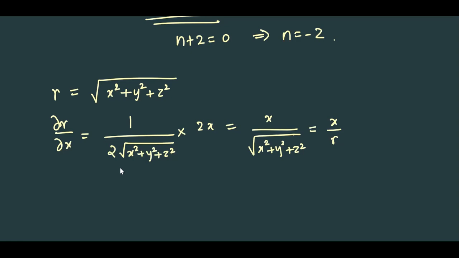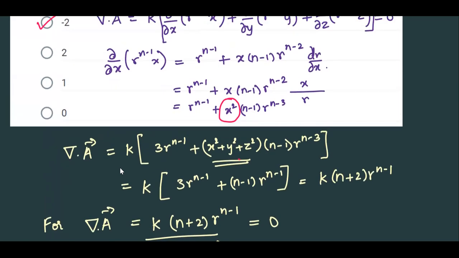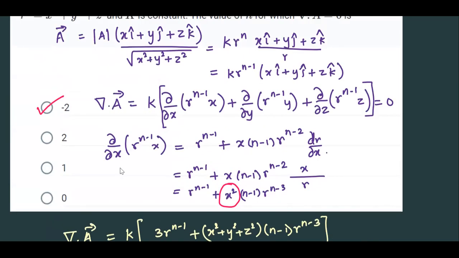Sir, similarly ∂r/∂y will be y upon r, and ∂r/∂z will be z upon r. Yes, because the pattern is the same. Yes, thank you, sir.